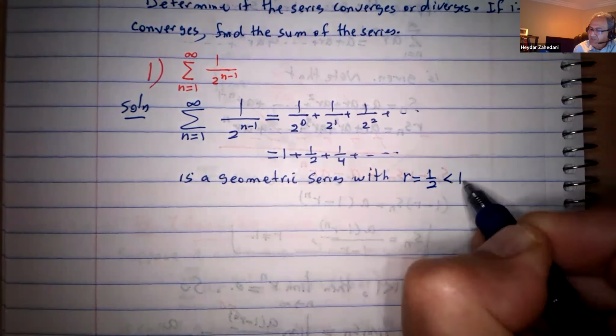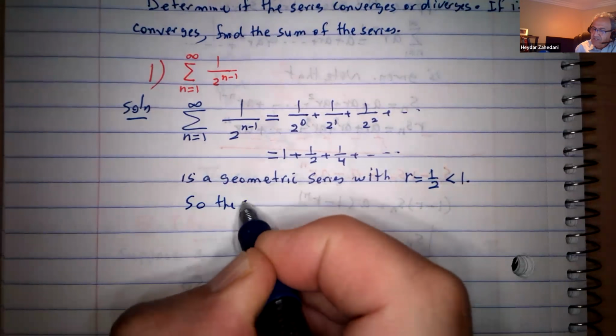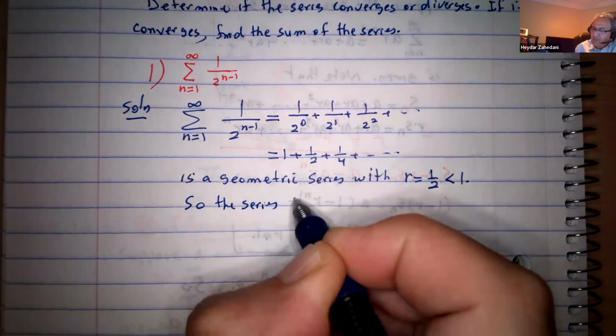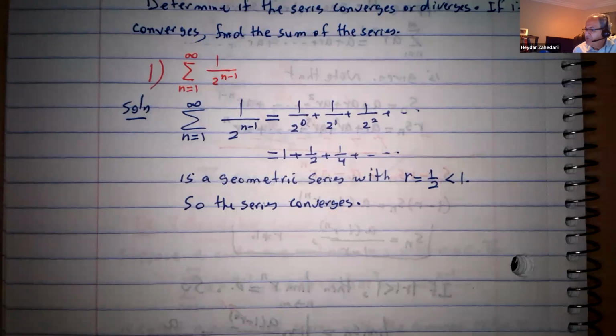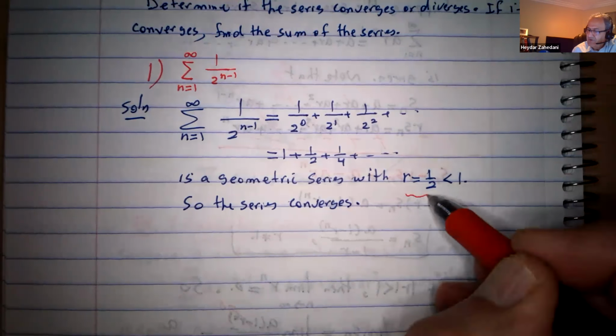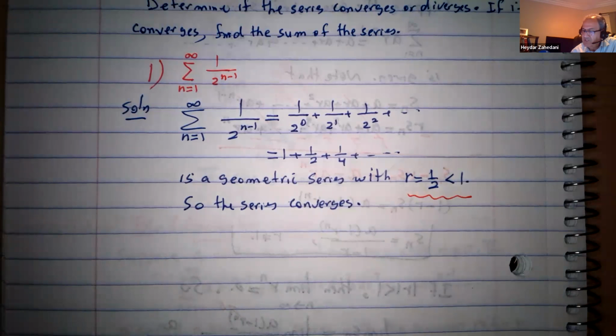So it converges. So the series converges. You see, because the common ratio is less than 1, according to the theorem, it's going to be convergent.